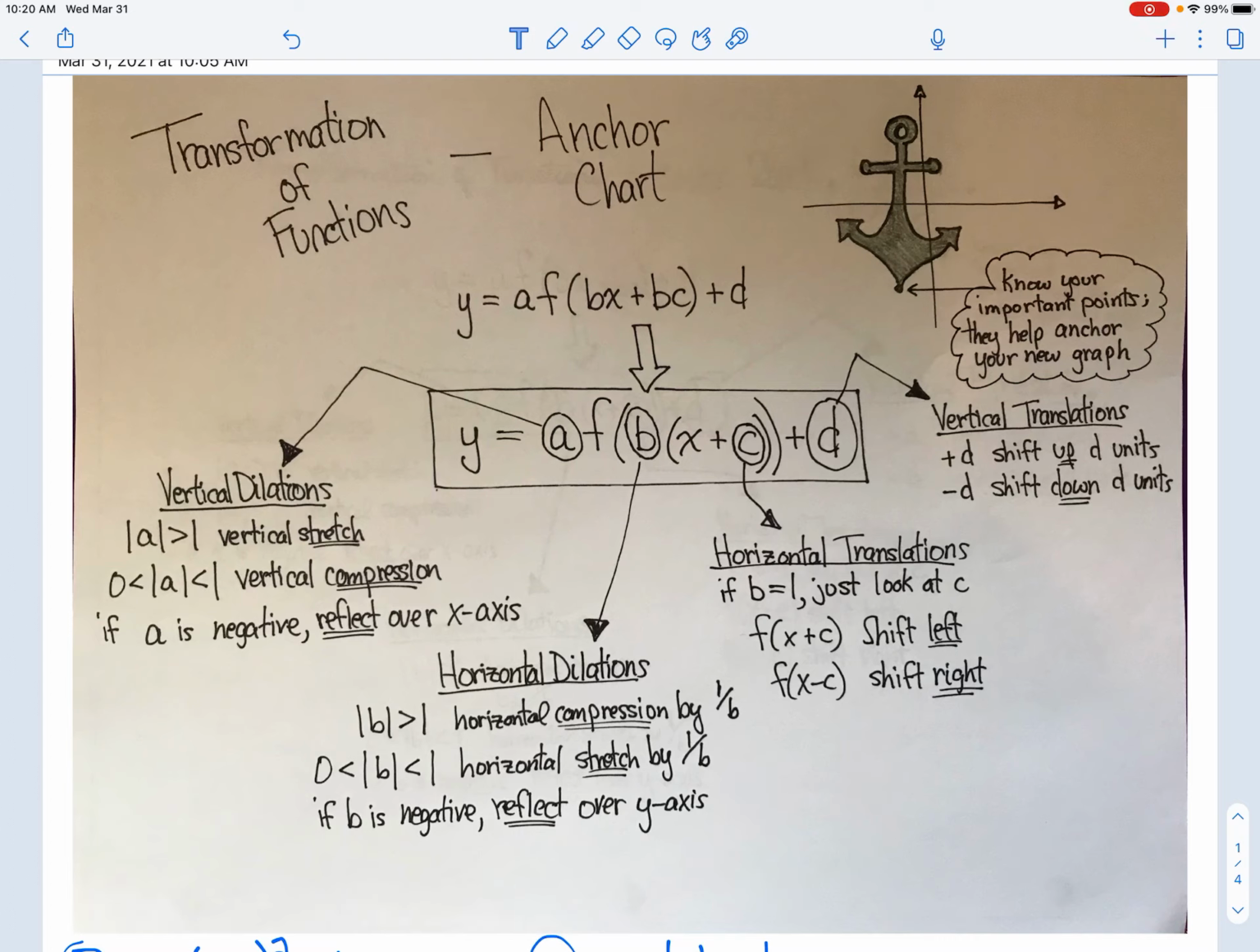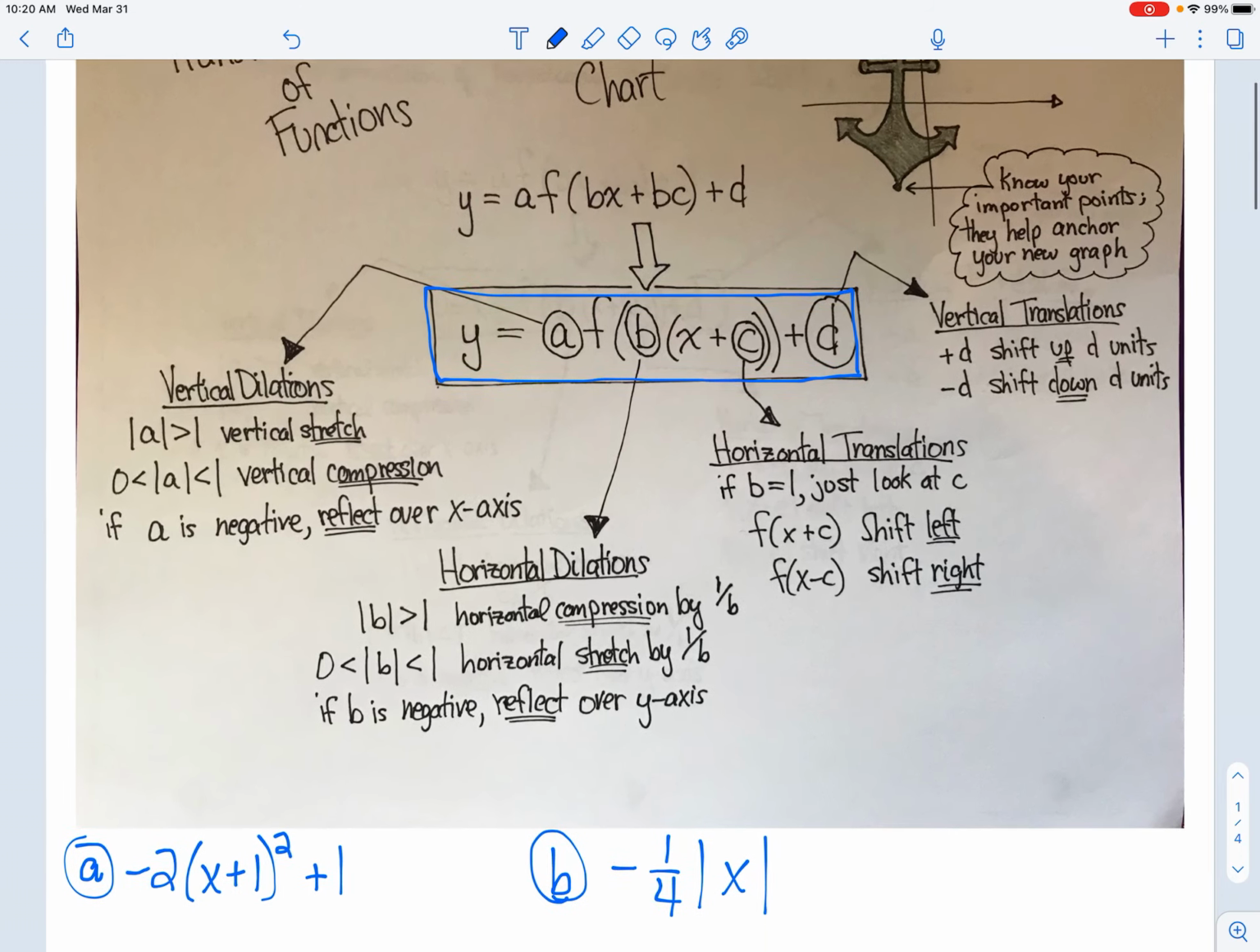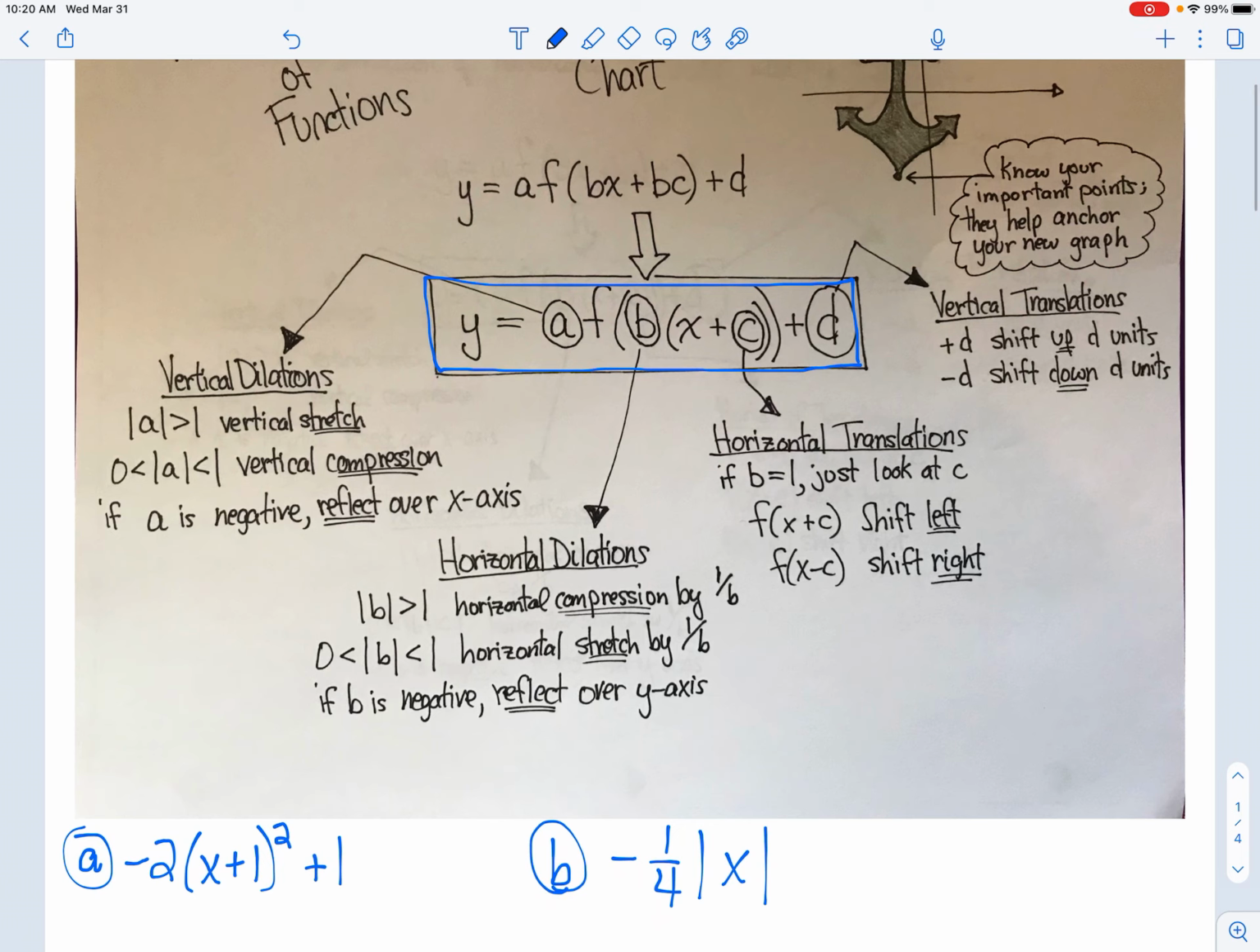The anchor chart is organized by, in the very center, kind of the template of how a function can be shown, with 4 different elements that include an A, a B, a C, and a D that all have different effects on what it does to the function. I've got a couple of examples here, and I'll show you how to interpret that. Letter A: negative 2 times (x plus 1) squared plus 1.